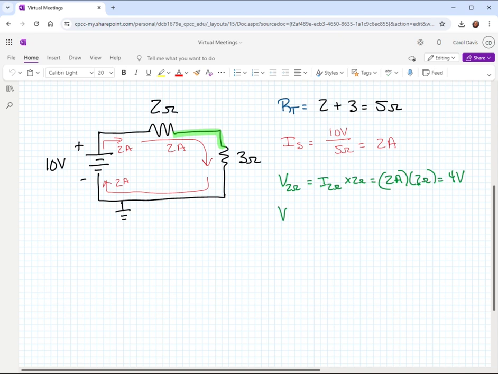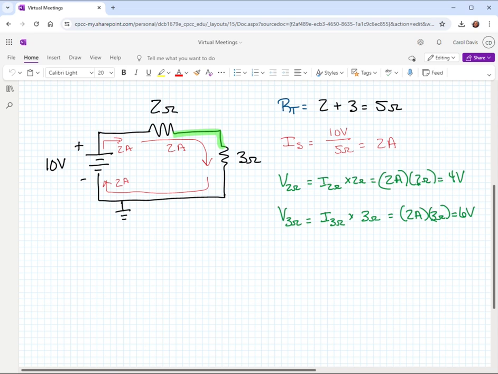And then the voltage drop across the 3 ohm resistor, we've got the current through the 3 ohm resistor times 3 ohms, not 2. 3 ohms. Okay, so we've still got 2 amps because that's in series with the source. So it is the source current going through that 3 ohm resistor. And then that means we've got a 6 volt drop there.